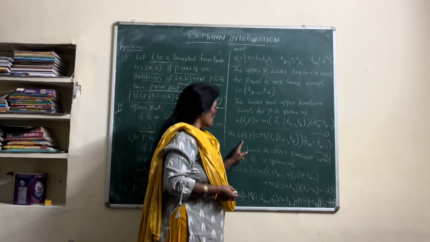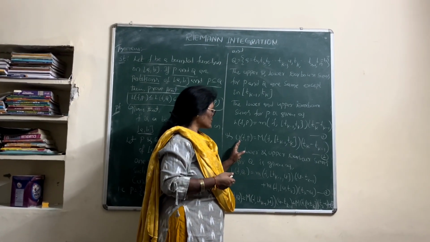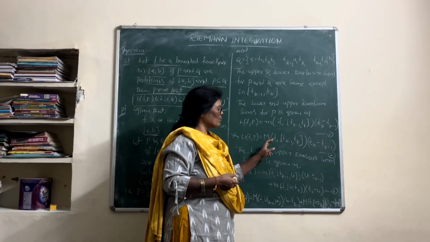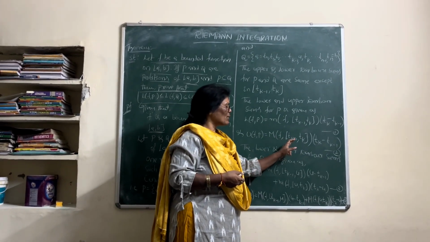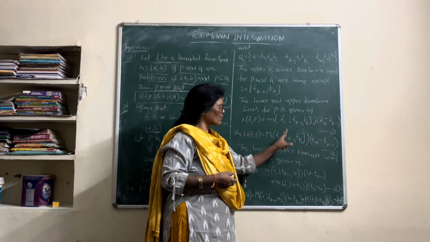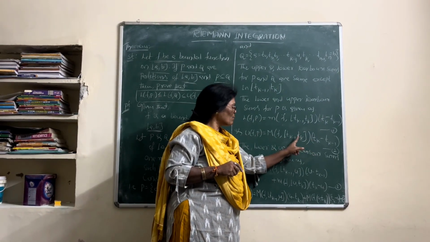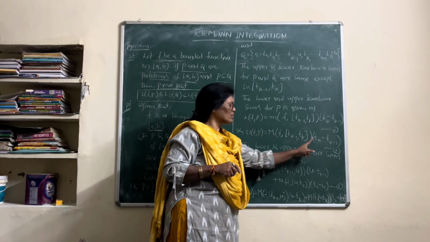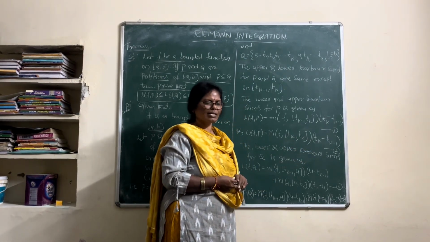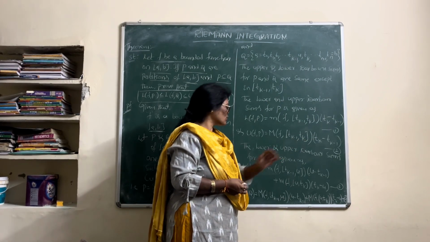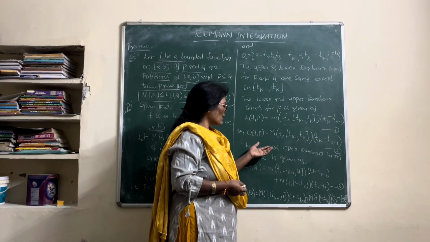And the upper Darboux sum U(f,P) is capital M of f on [t(k-1), tk], that subinterval only, times the length of the interval, upper limit minus lower limit, tk minus t(k-1). Is it clear? Take this as equation 2.